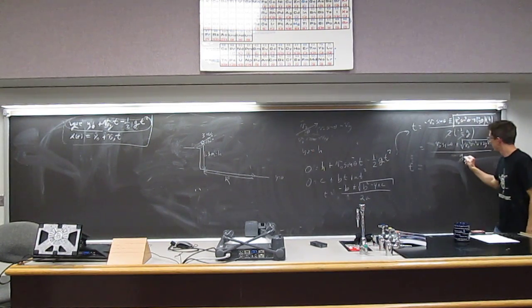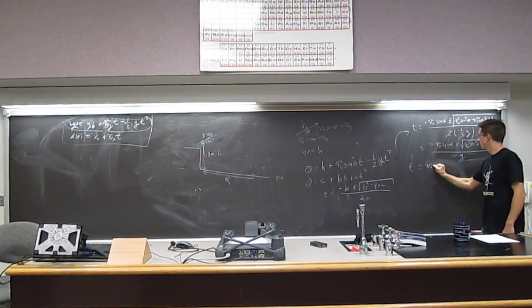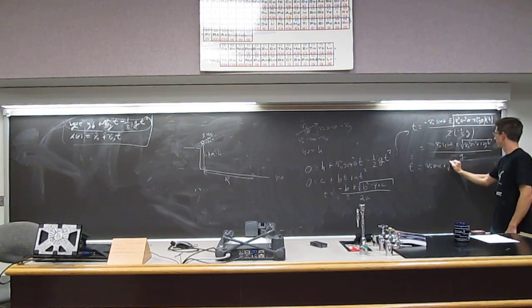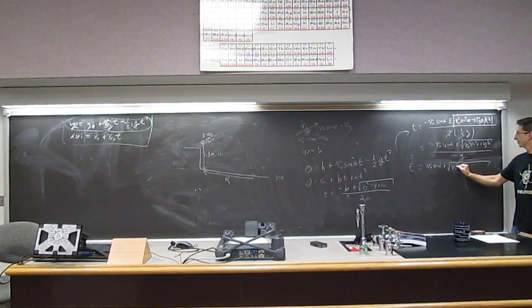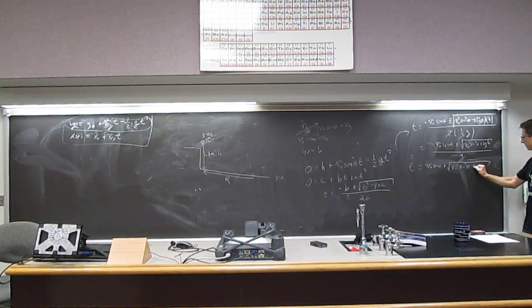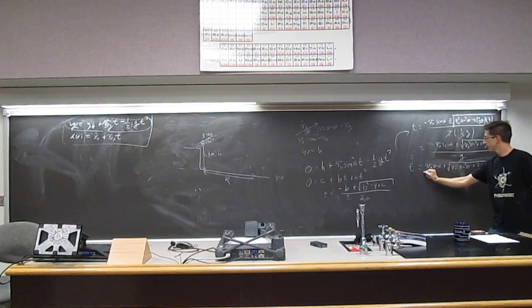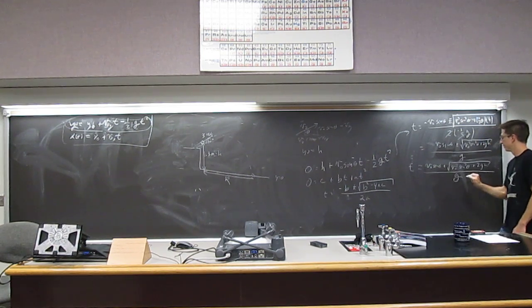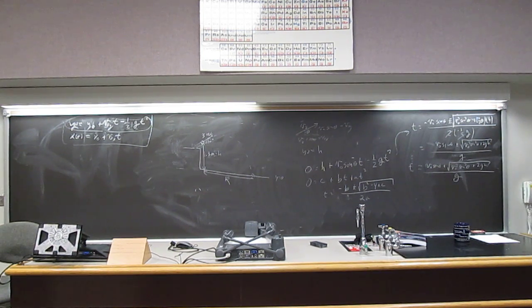Okay, so the time would be v naught sine of theta plus the square root of v naught squared sine squared of theta plus 2vh, the whole thing over g. And so why don't you go ahead and figure out what that is? Try it.